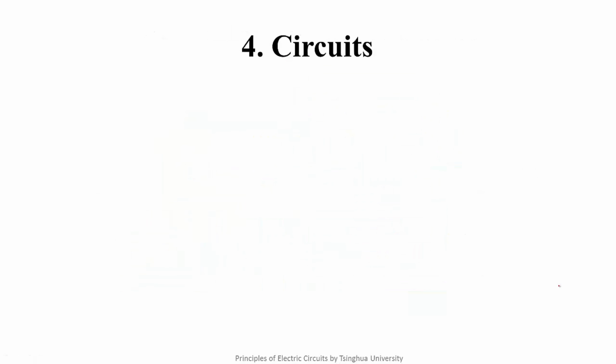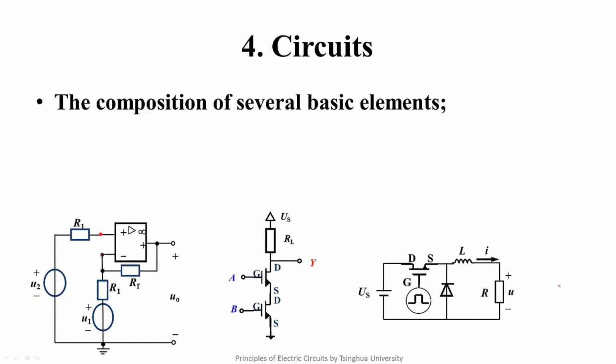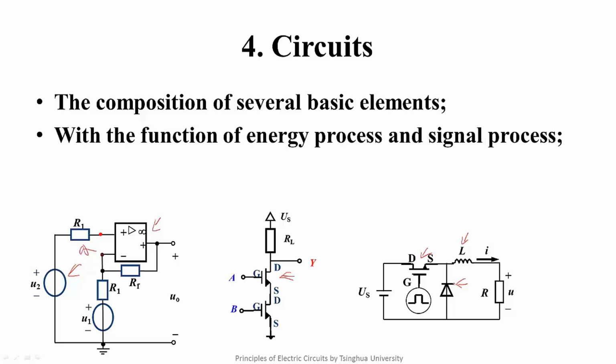Then I'll use several words to simply describe the basic characteristics of electric circuits. First, electric circuits consist of several basic elements. Let's look at the three electric circuits. Don't be scared. The function and the analysis of these circuits will be taught clearly in our PEC course. They include basic elements such as sources, resistors, operational amplifiers, MOSFETs, inductors, and diodes. And they all have the ability of energy processing and signal processing.